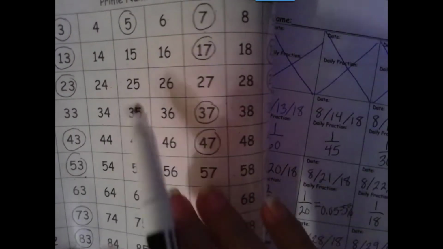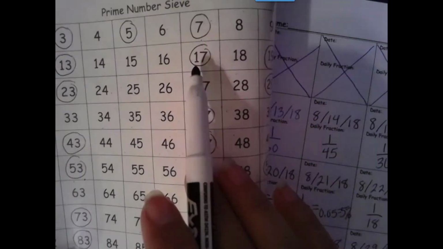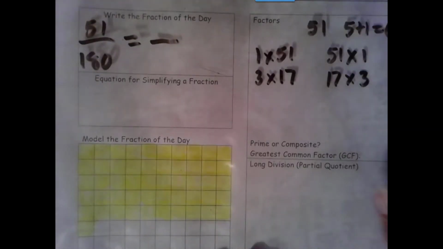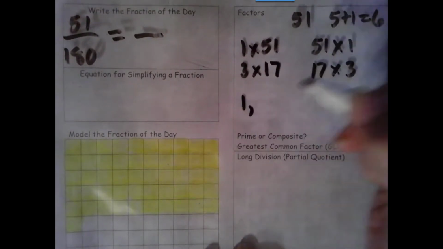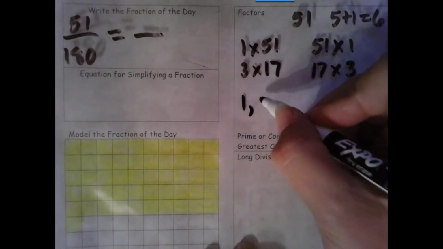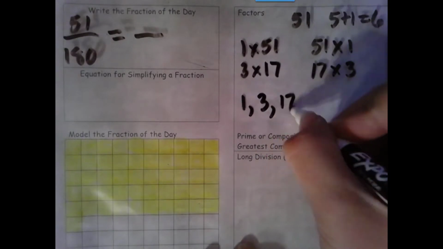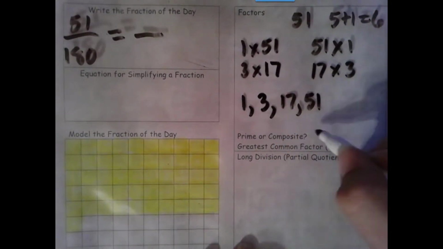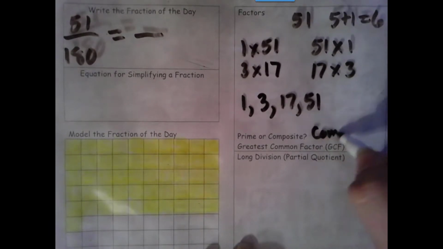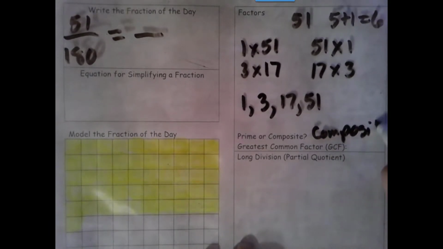When we've gone in order and our second number is a prime number, we are done, because it can't break down into any more factors. So let's list our factors from least to greatest. 1, 3, 17, 51. That's 4 factors. That is more than 2 factors, so it is composite. And now we just need to figure out our greatest common factor.